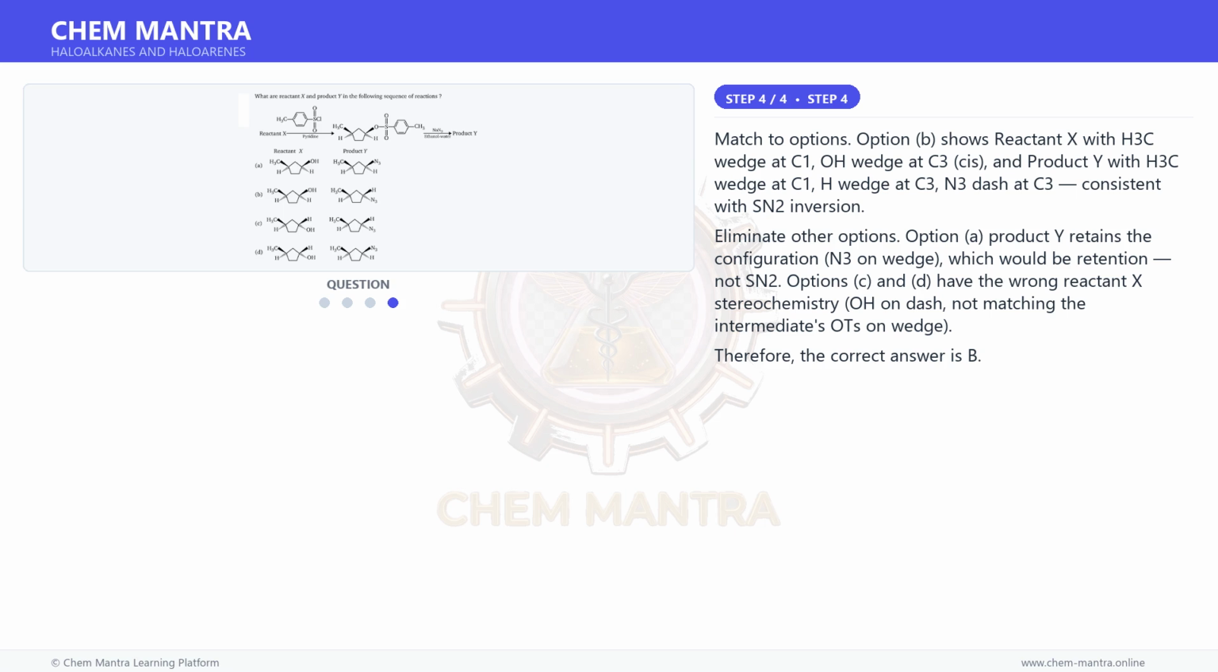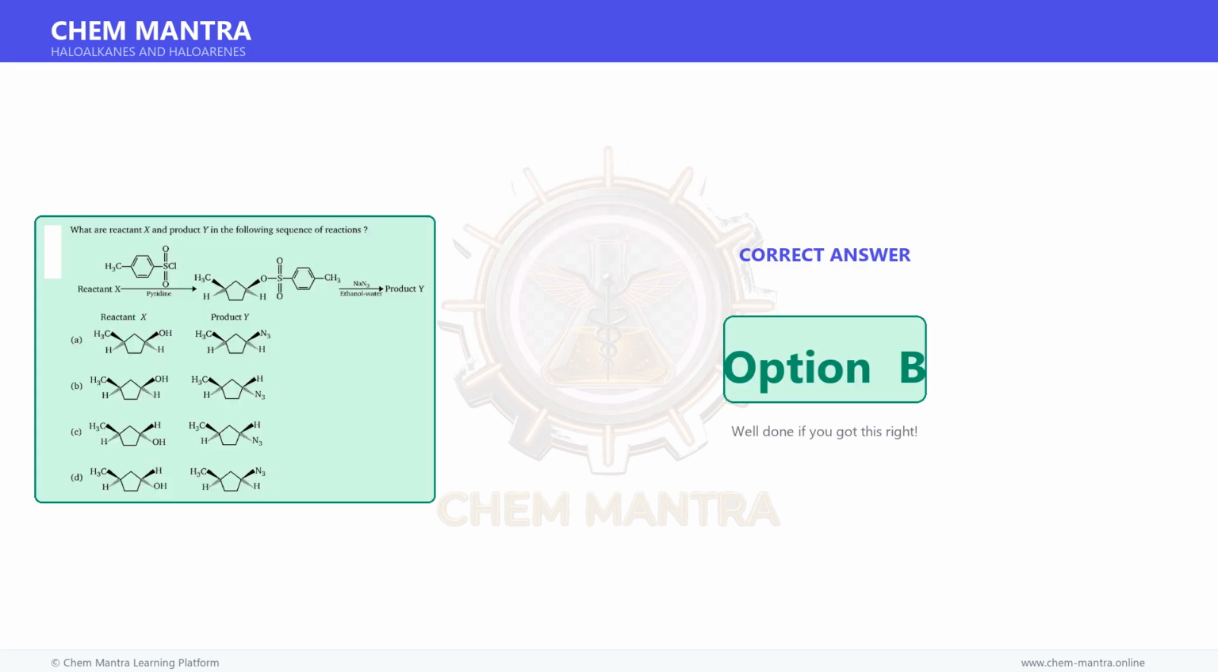Eliminate other options. Option A: product Y retains the configuration, N3 on wedge, which would be retention, not SN2. Options C and D have the wrong reactant X stereochemistry, O on dash, not matching the intermediate's OTs on wedge. Therefore, the correct answer is option B.